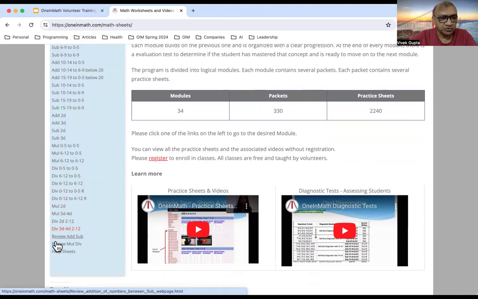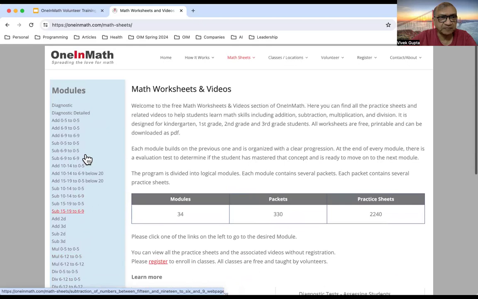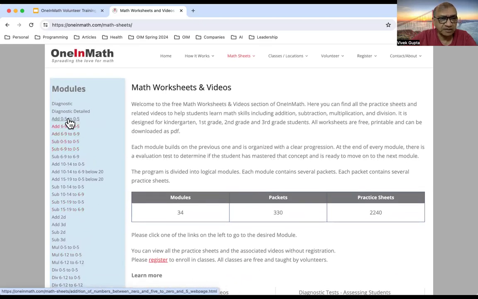Now, there are 2 special modules called the review modules, and the first review module covers addition and subtraction. The idea here is that the review modules have one packet for every regular module. So in case you need to review the whole regular module, you come to the review and look at the packets, and we'll get into it more. And then these are the help sheets. Help sheets are basically to help you explain the concepts to the students.